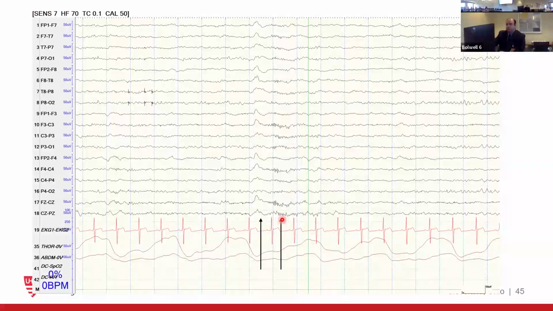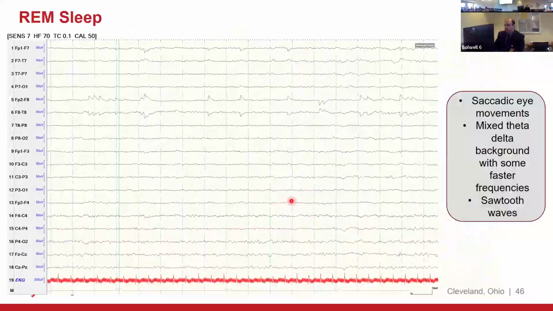Spindles have a very peculiar frequency. They are usually between 11 to 14 hertz. So they overlap with the alpha band a little bit, okay? I'm not going to show you deep sleep because I couldn't find a sample in my list, but it's a lot of delta sleep. It's a very slow EEG.